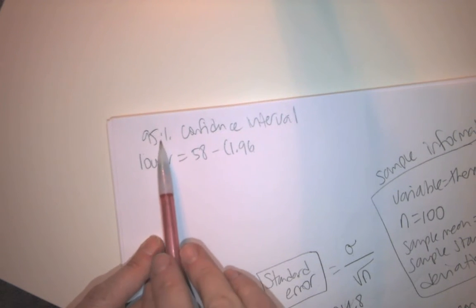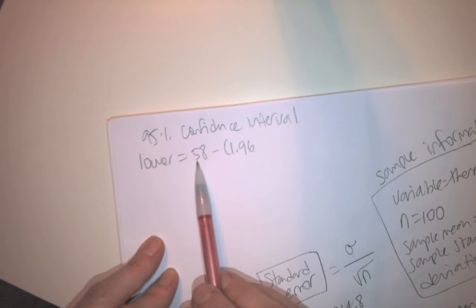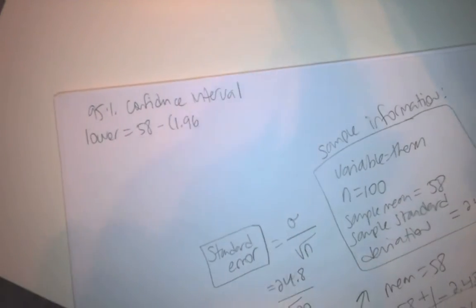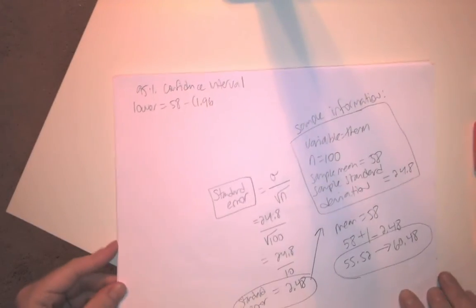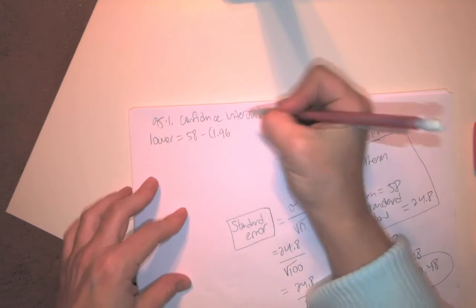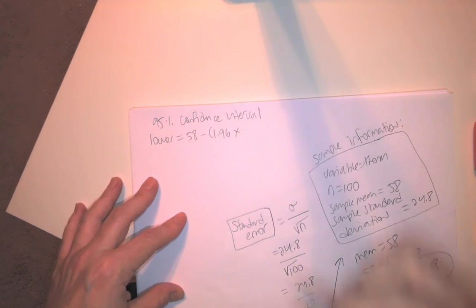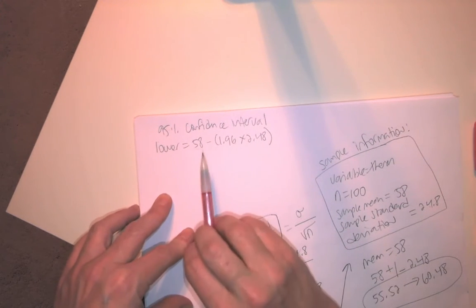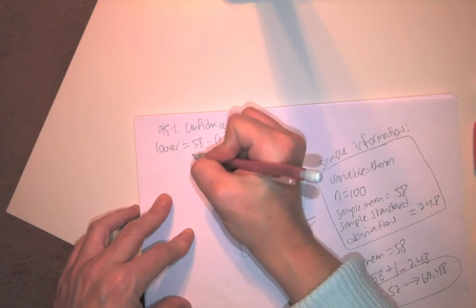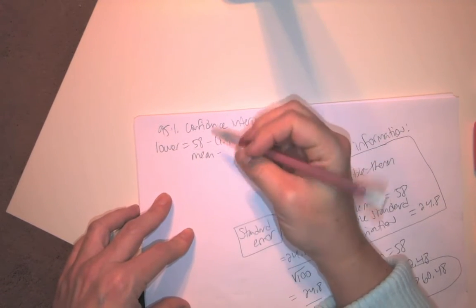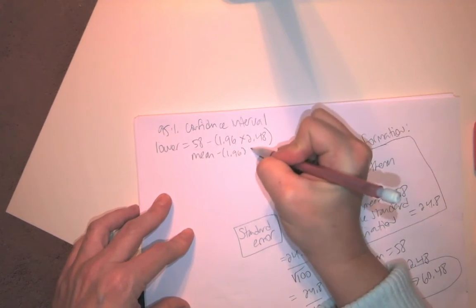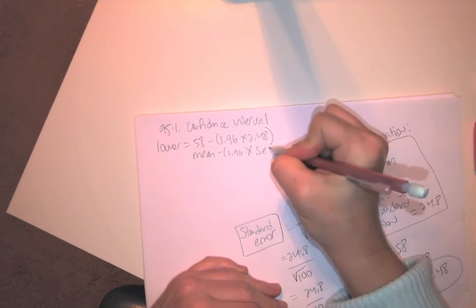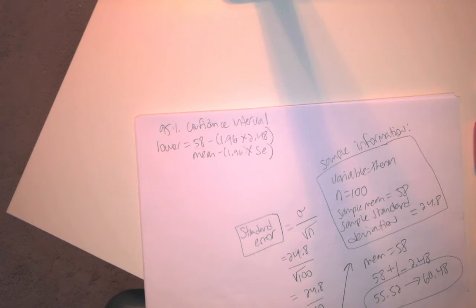So the lower confidence interval for 95% is going to be my sample statistic, in this case my sample mean of 58, and then I'm going to subtract 1.96 times my standard error of 2.48. So again, my lower boundary of my confidence interval is going to be 58, my mean, minus 1.96 times my standard error. That's what I'm calculating here.